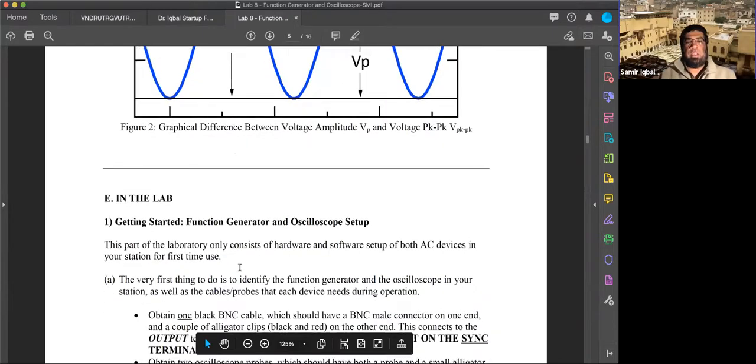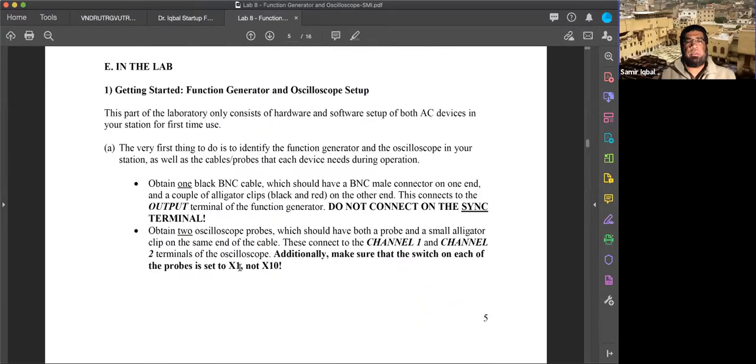All right, so Mansoor, can you walk us through the handout with the actual oscilloscope? Mansoor, is he with us? All right, yeah, Mansoor is here.